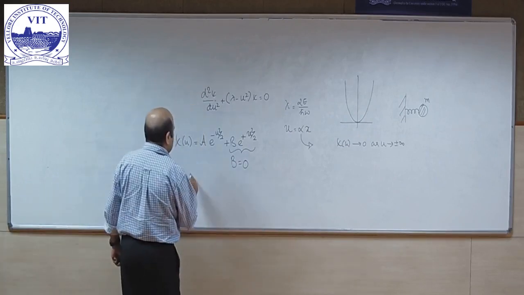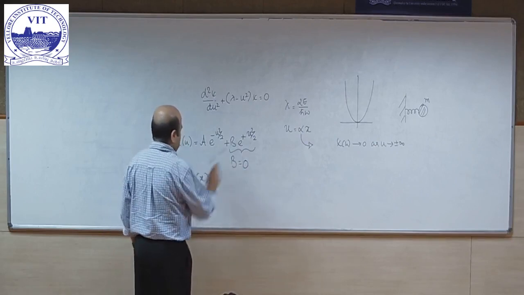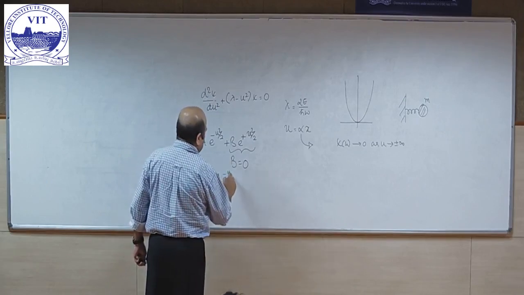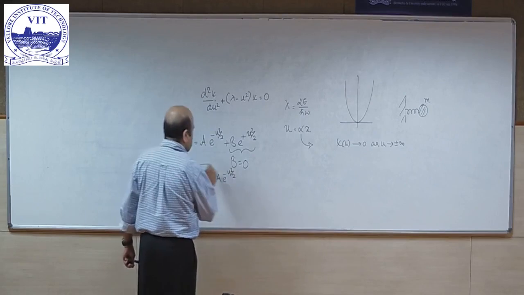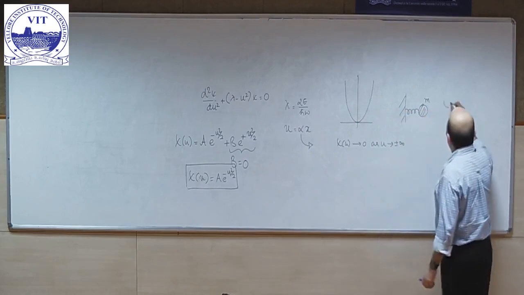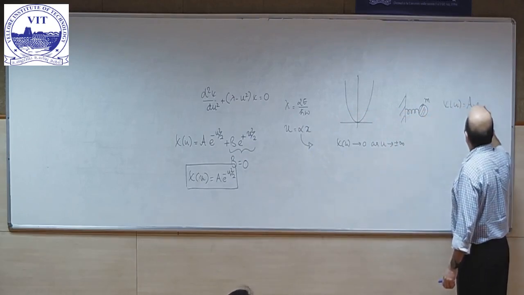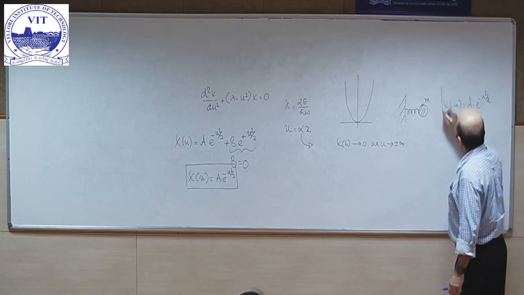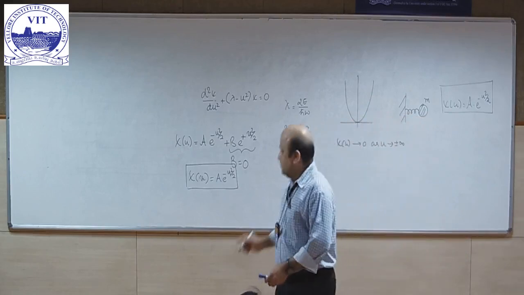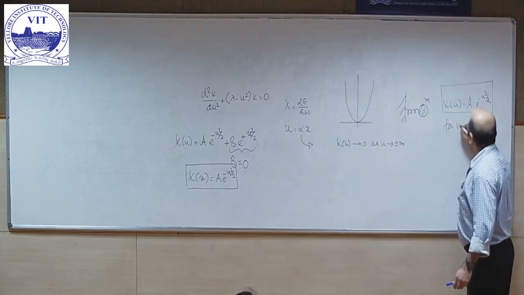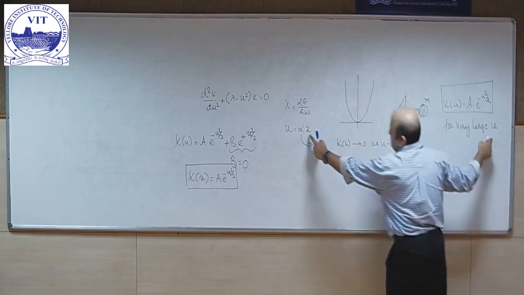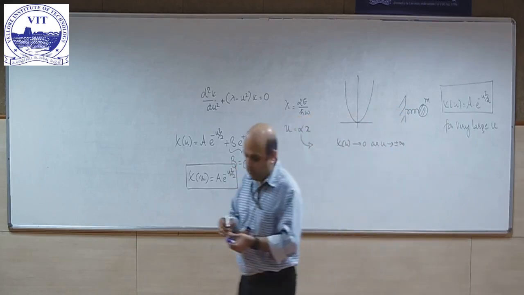So the resultant function for this oscillator is psi of u equals A times e power minus u square by 2. This is my general solution for the harmonic oscillator. I'll write this down again: psi of u is A times e power minus u square by 2, under the assumption that u is very large. Here u corresponds to x also; it's the amplitude of oscillation.